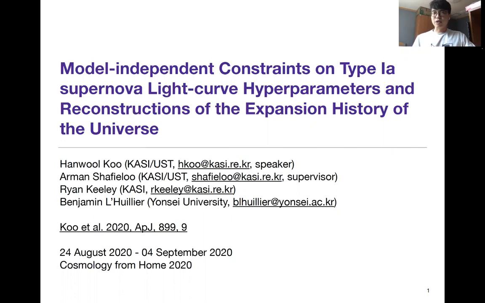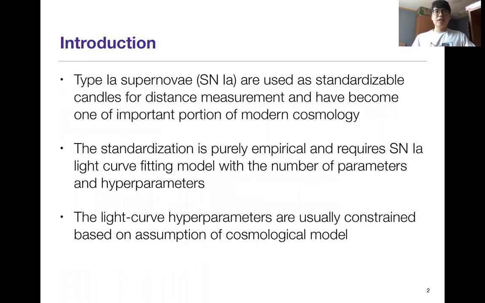First, I'll give a brief introduction about the study. Type 1a supernovae, in short SN1a, are used as standardizable candles for distance measurement and have become one of the important portions of modern cosmology. The standardization is purely empirical and requires an SN1a light-curve fitting model with a number of parameters and hyperparameters. The light-curve hyperparameters are usually constrained based on assumption of cosmological model. And the main purpose of this study is to relax the assumption of cosmological model when we constrain the light-curve hyperparameters.